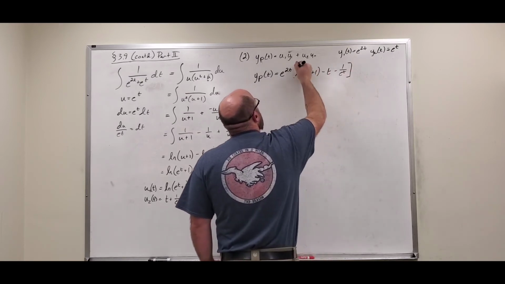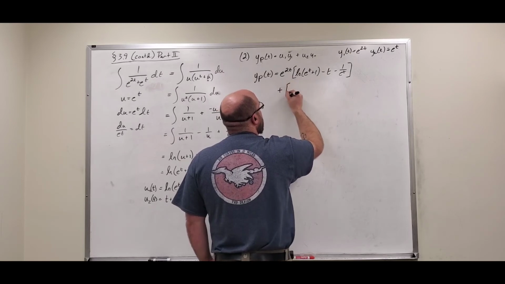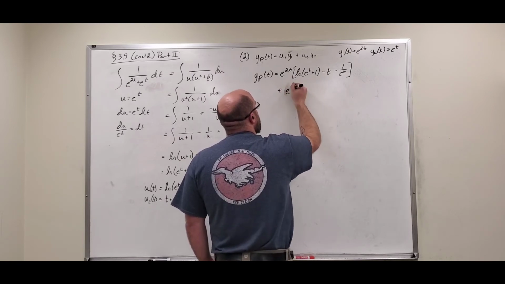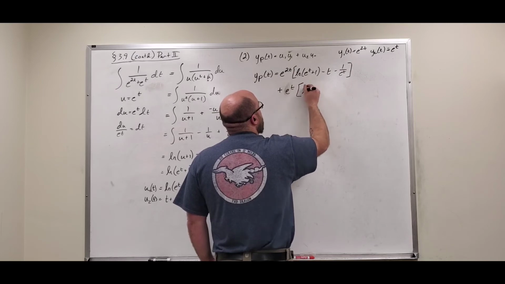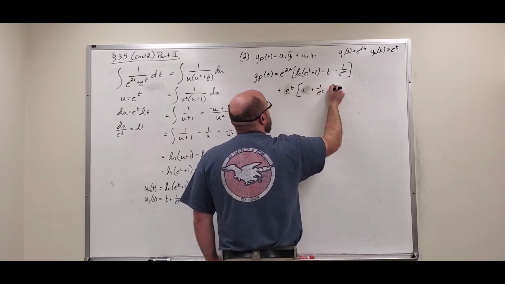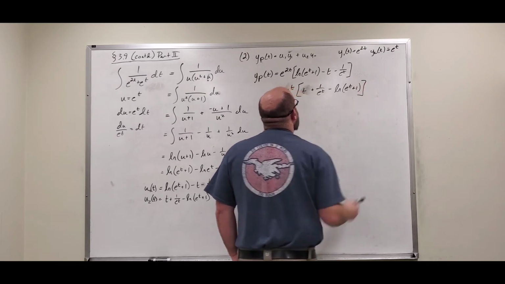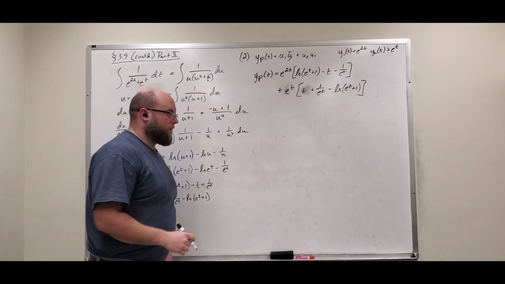Now I'm going to put a bracket around there. Plus e to the t times the positive t plus 1 over e to the t minus the natural log of e to the t plus 1. And that is our particular equation.